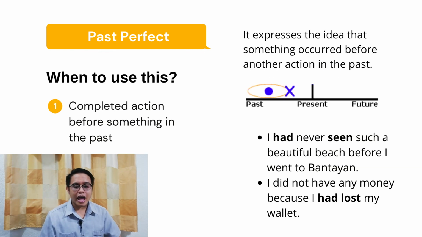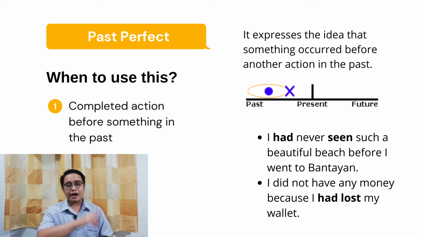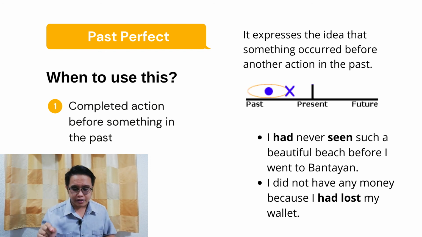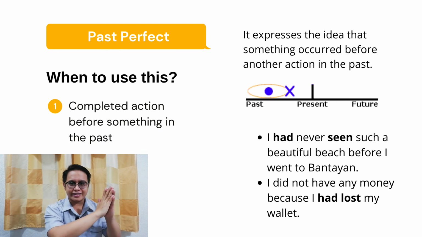When we complete an action, when the action is completed before something in the past. It expresses the idea that something occurred before another action in the past. So makita ninyo na ang X dira, mao na ang point. And kanang something you did in the past is kanang naka-blue. Okay? Let's say for example here, in our example, I had never seen such a beach before. I had never seen. Before I went to Bantayan, another action in the past.